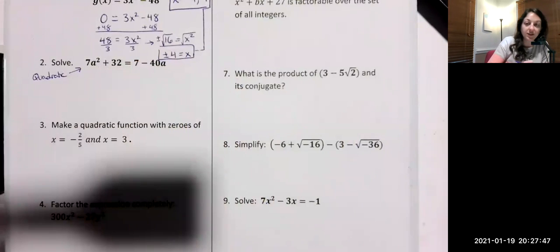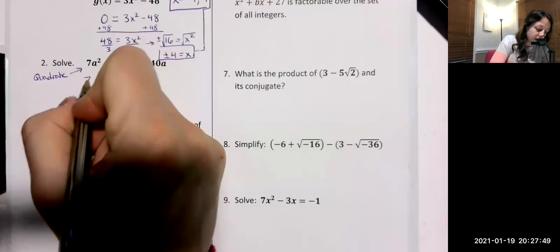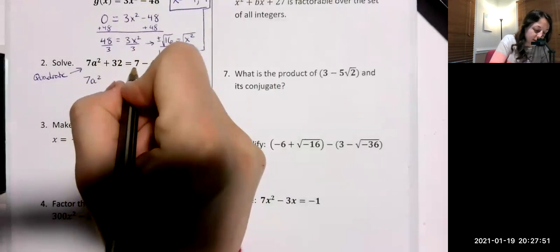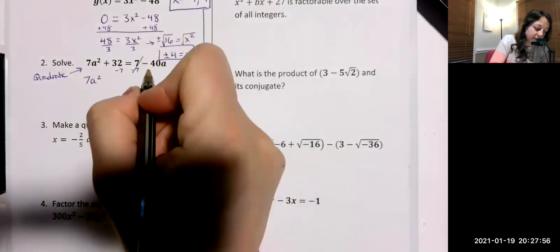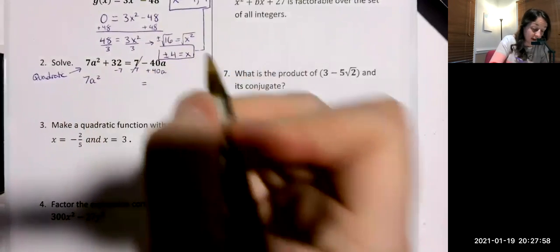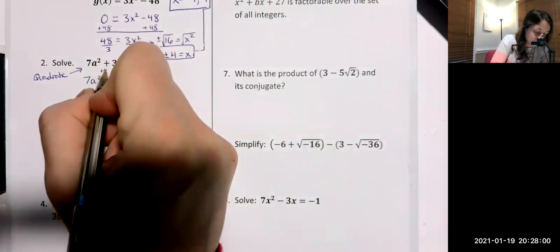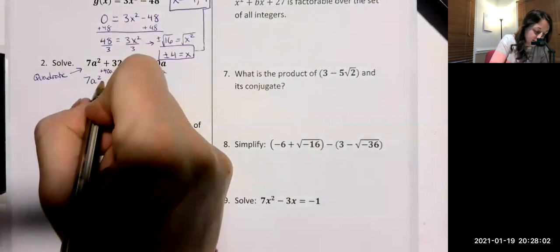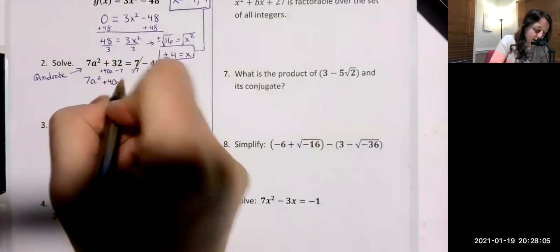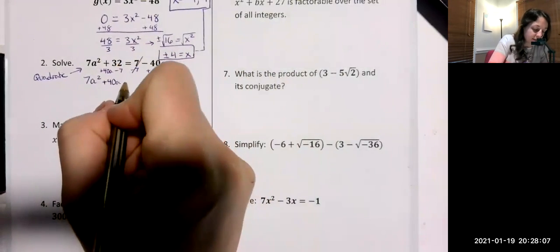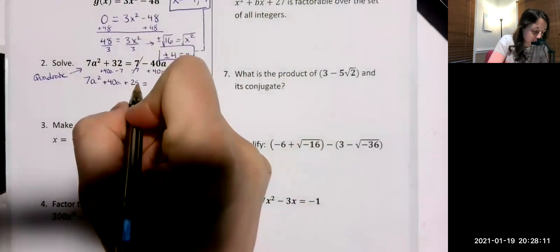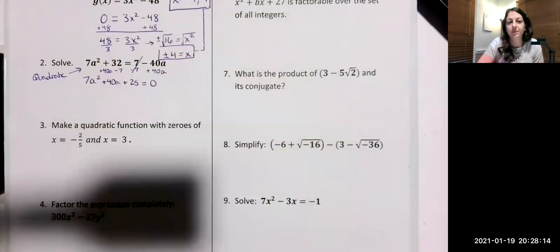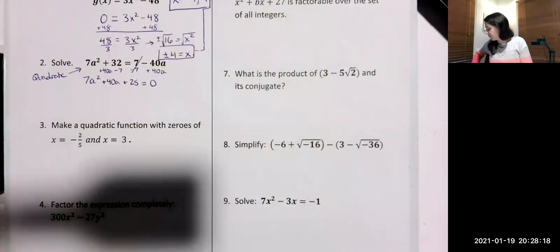We always need to have it set equal to 0. So 7a squared, I'm going to subtract 7. And I'm going to add 40a. Add 40a. So 7a squared plus 40a, and then 32 minus 7 gets me 25, equals 0. So this is a quadratic in the classic quadratic form.